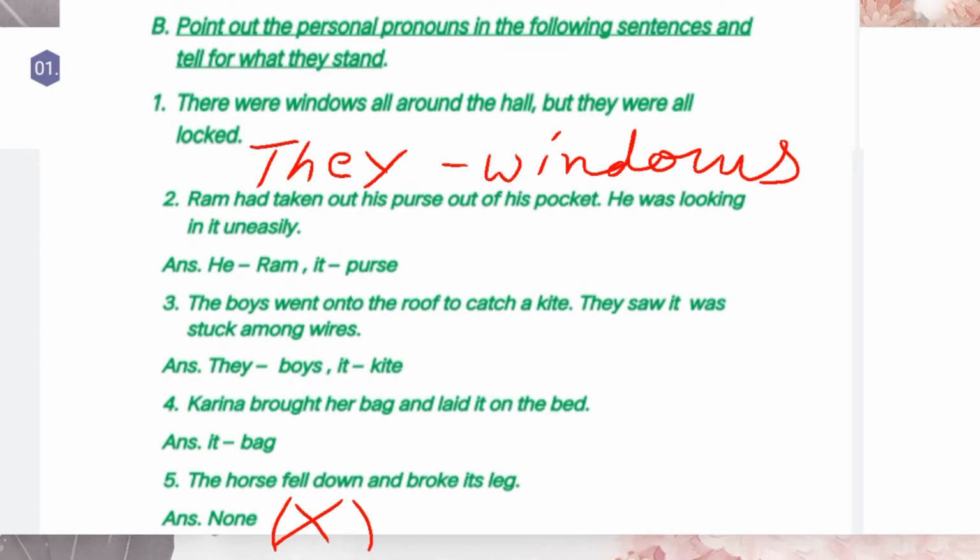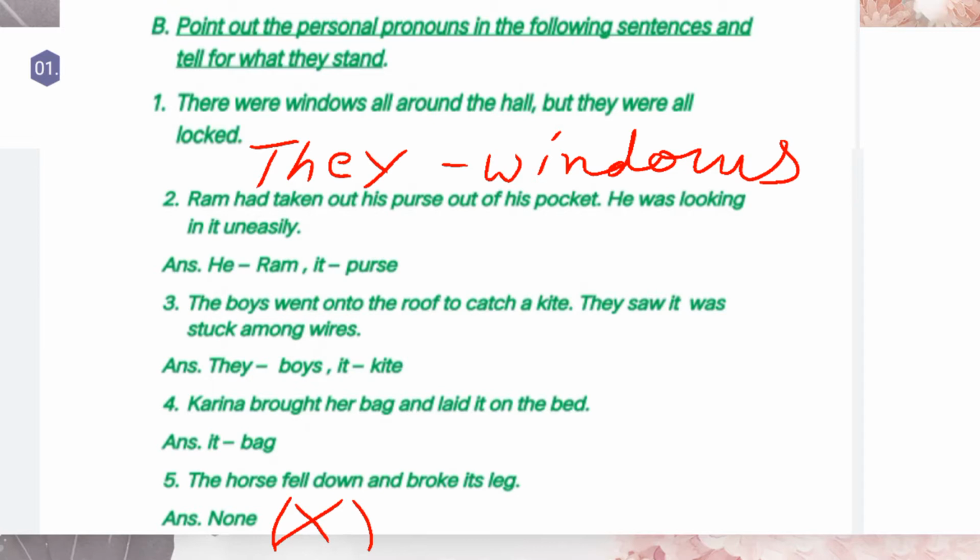Now write down the answers carefully in your book. Fill the answers. Here we have written the words personal pronouns and then for what they stand. In number 5 we have put cross. You can put cross or you can write none. Both are correct. And why it is so? Because here it is possessive adjective. It is not possessive pronoun. And in this exercise we have to find out the personal pronoun only. Okay. Now write down the answers. I hope you have written the answers.